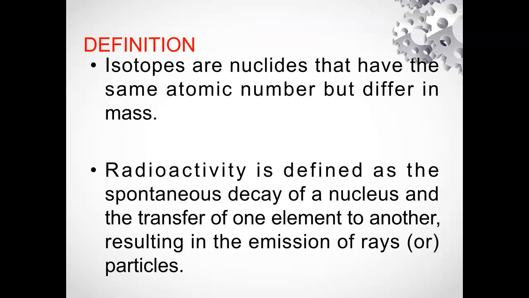Let's go to the definition of isotopy. Isotopes are nuclides that have the same atomic number but differ in their mass. So you can see the same element having the same atomic number but a different mass number. Let's also define radioactivity before we go into details. Radioactivity is defined as a spontaneous decay of the nucleus and the transfer of one element to another, resulting in the emission of rays. These rays can be beta particle, alpha particle, or gamma radiation.